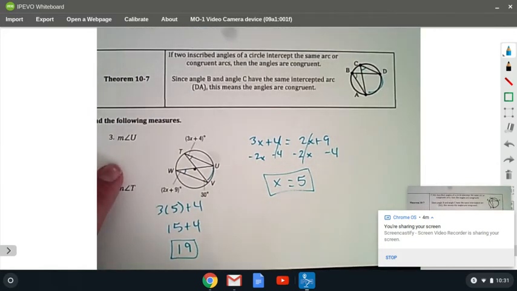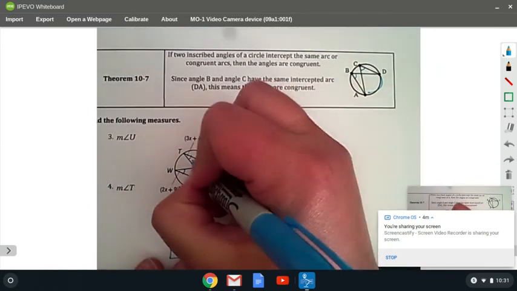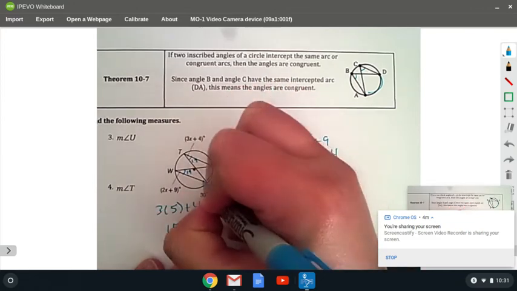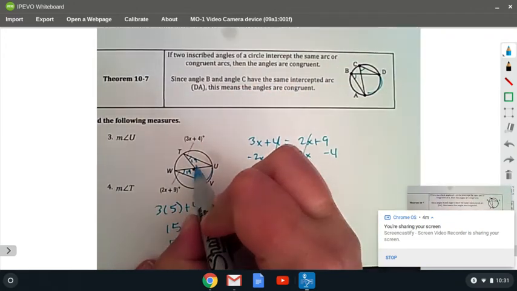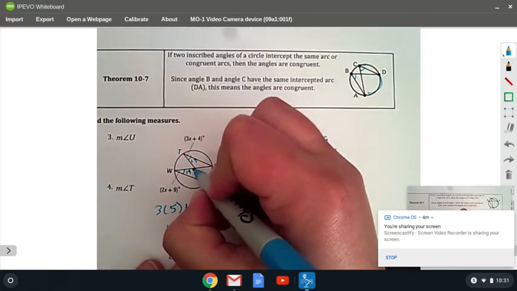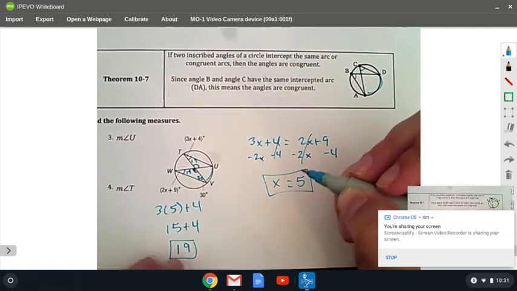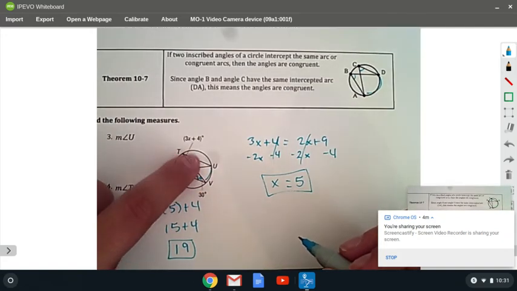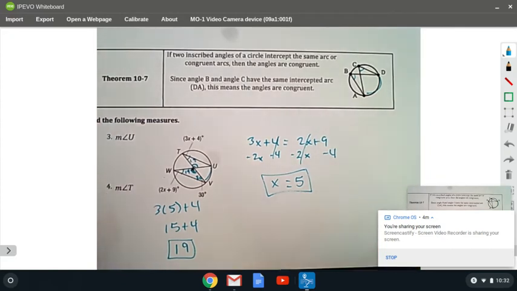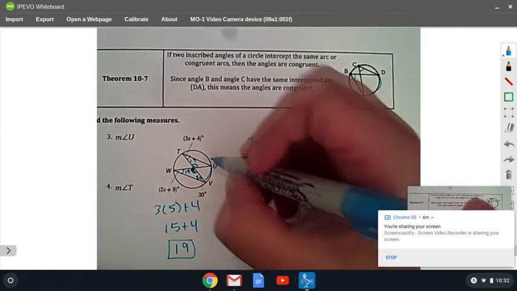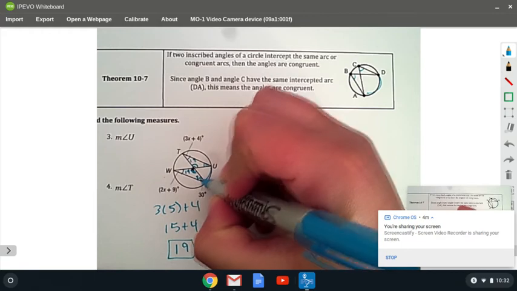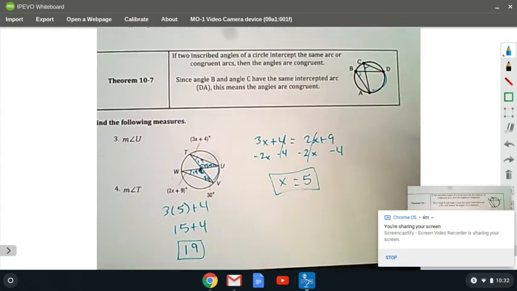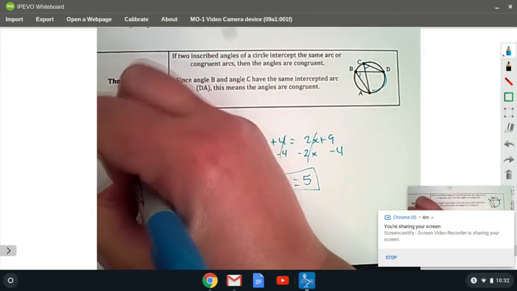Angle U is a little different. I know these are both 19. This is 30. These are vertical angles, which means they have to be equal. So if these two angles are equal and these two angles are equal, that would mean that these angles have to be equal. So these are both going to have to be 30. So angle U would be 30.